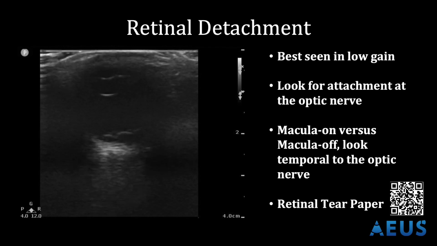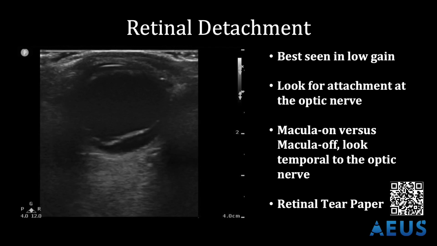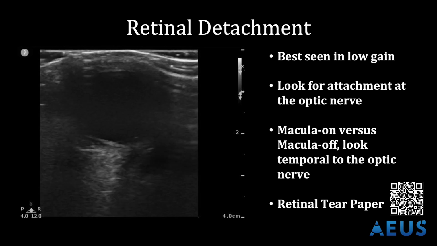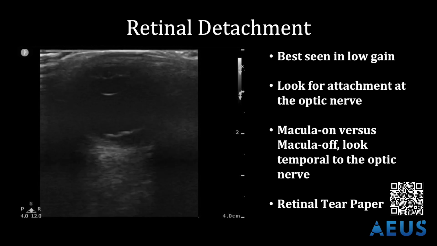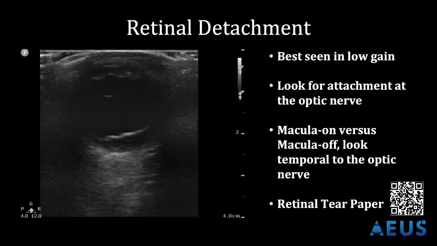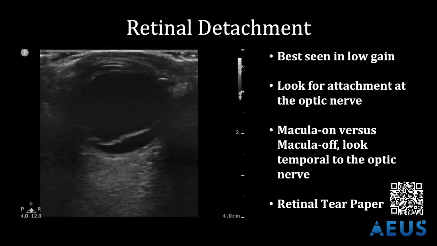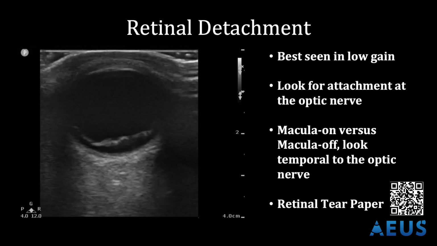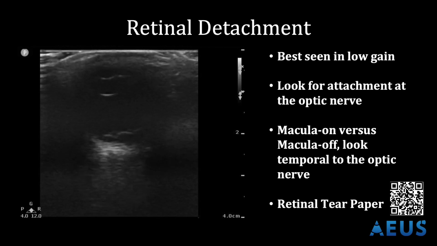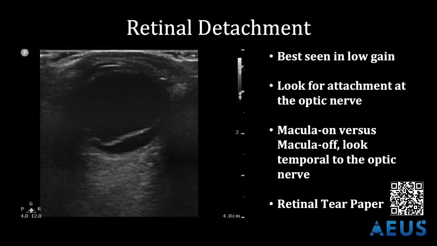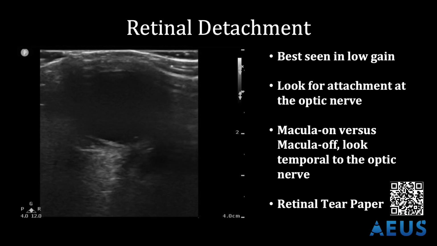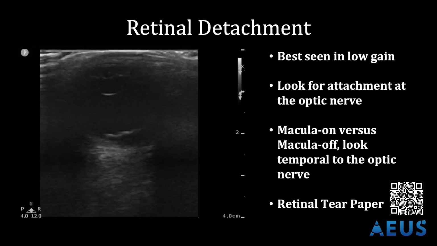You can ask the patient to move their eye to the left and right, and you can often see a retinal detachment fluttering to help further detect the pathology. Retinal detachments can be broken into macula on and macula off. The macula appears temporal to the optic nerve. Involvement of the macula is critical to determining disposition and next steps for the patients.